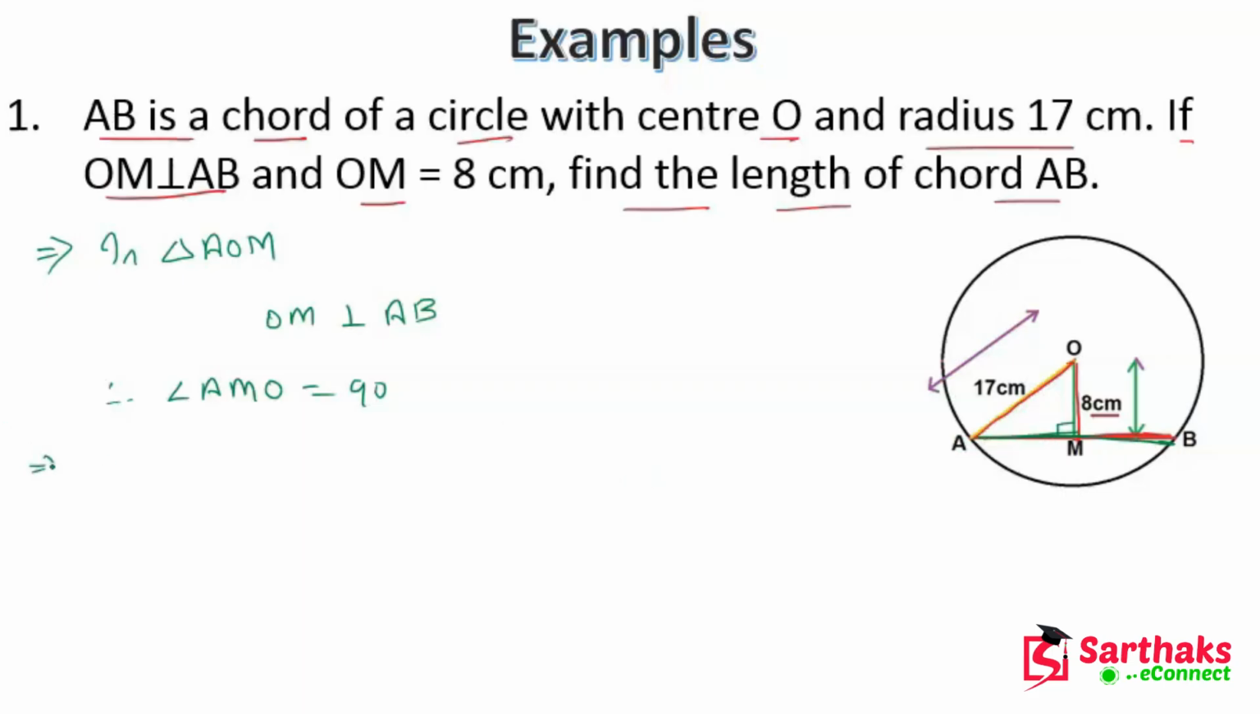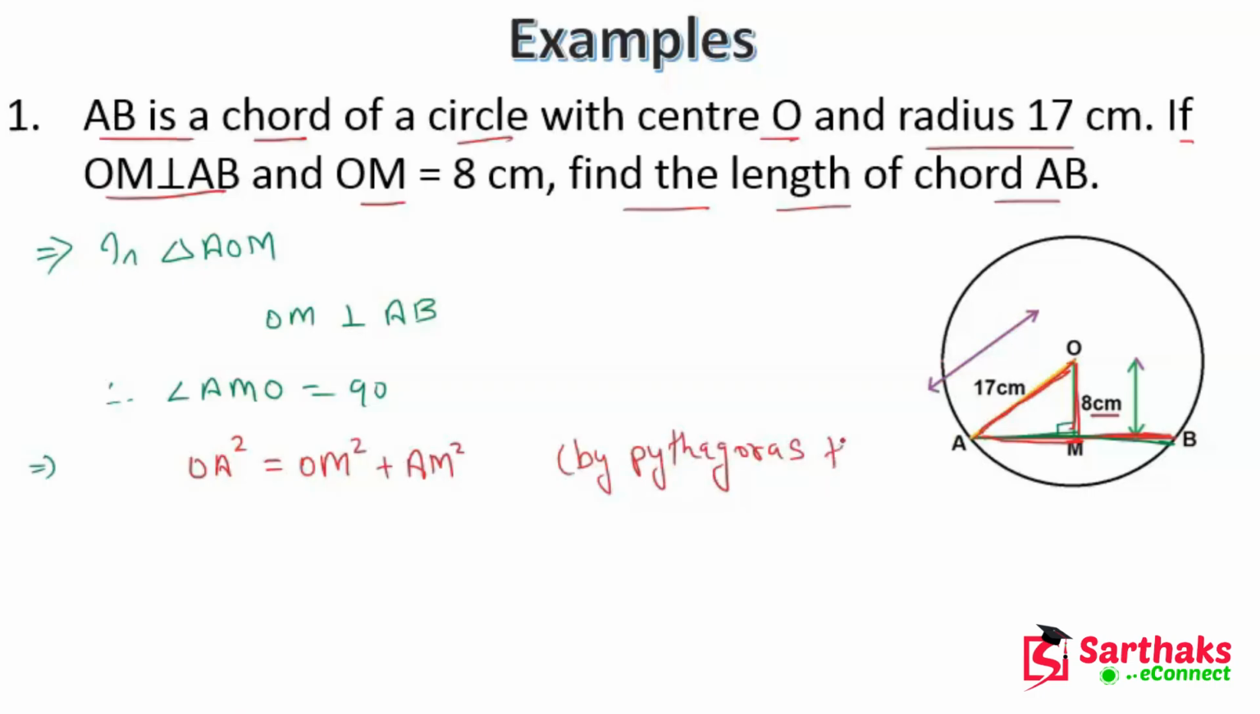We can write OA square is equal to OM square plus AM square. That means hypotenuse square is equal to perpendicular square plus base square. OA is the hypotenuse, OM is the perpendicular, and AM is the base. So we can write by Pythagoras theorem.